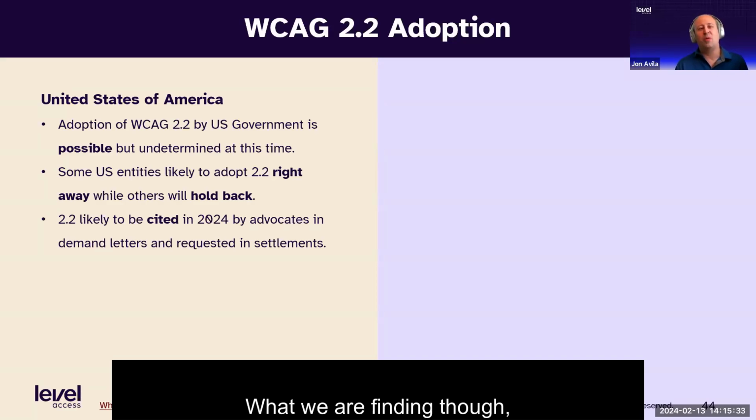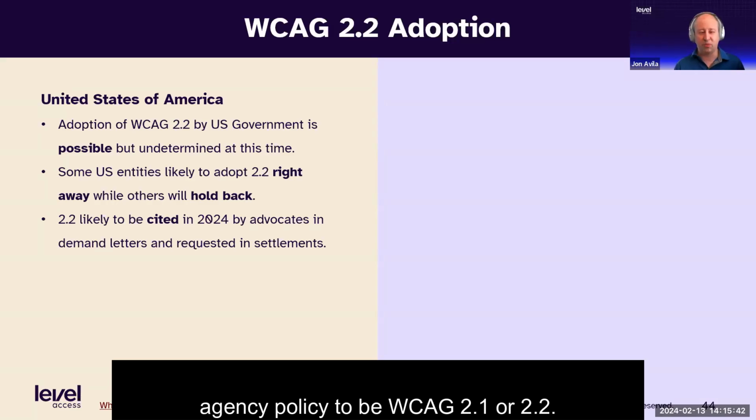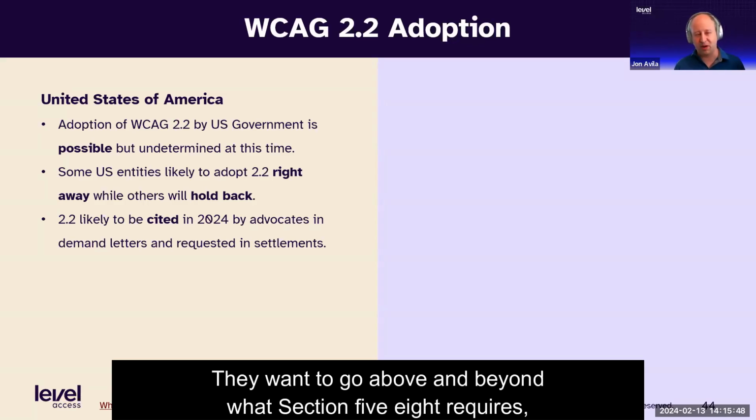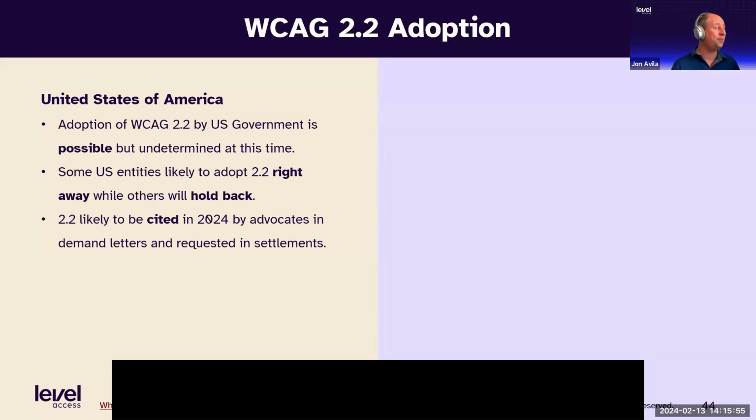What we are finding though is that some US federal agencies have said they are adopting their agency policy to be WCAG 2.1 or 2.2. So we are finding that some agencies want to be proactive. They want to go above and beyond what Section 508 requires, and they are requiring additional standards like 2.1 and 2.2. So just keep that in mind.